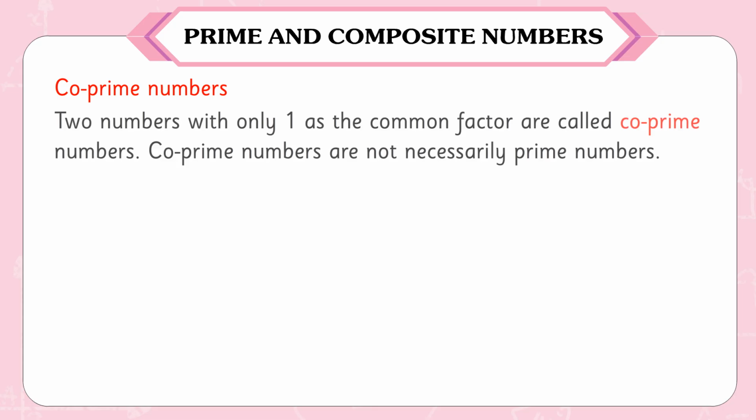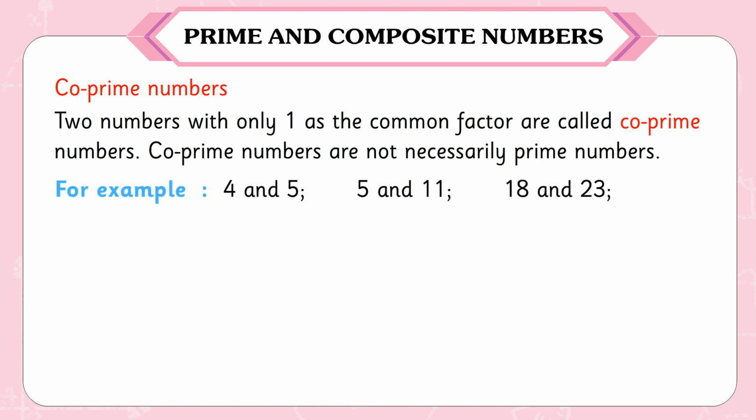Co-prime numbers. 2 numbers with only 1 as the common factor are called co-prime numbers. Co-prime numbers are not necessarily prime numbers. For example, 4 and 5, 5 and 11, 18 and 23.